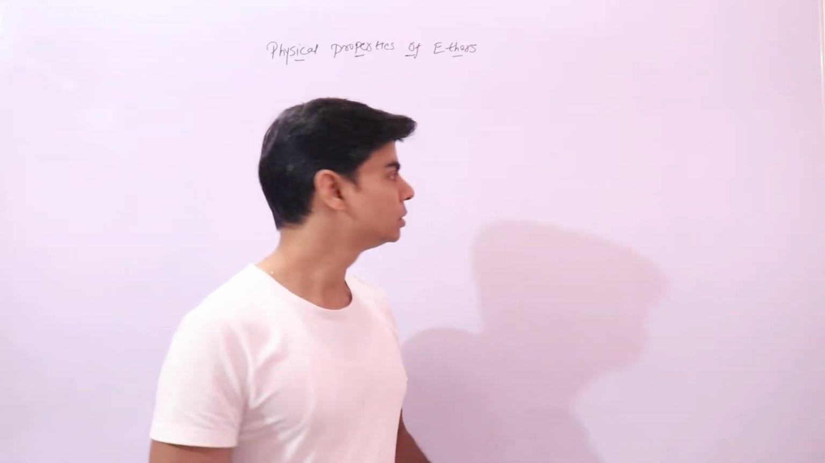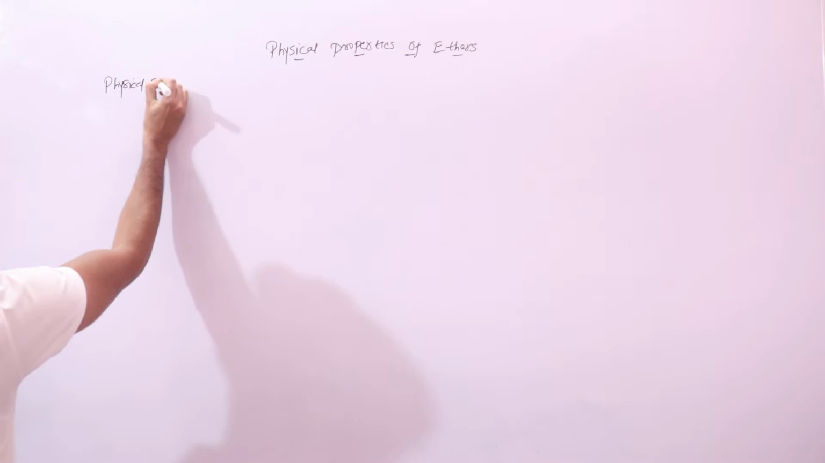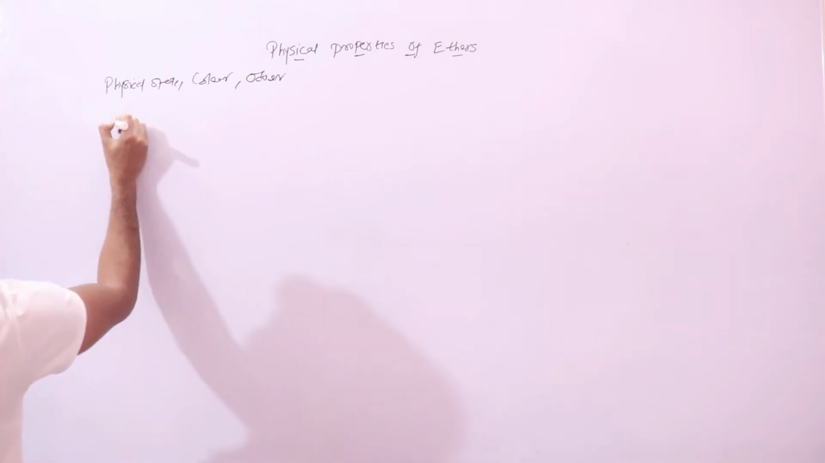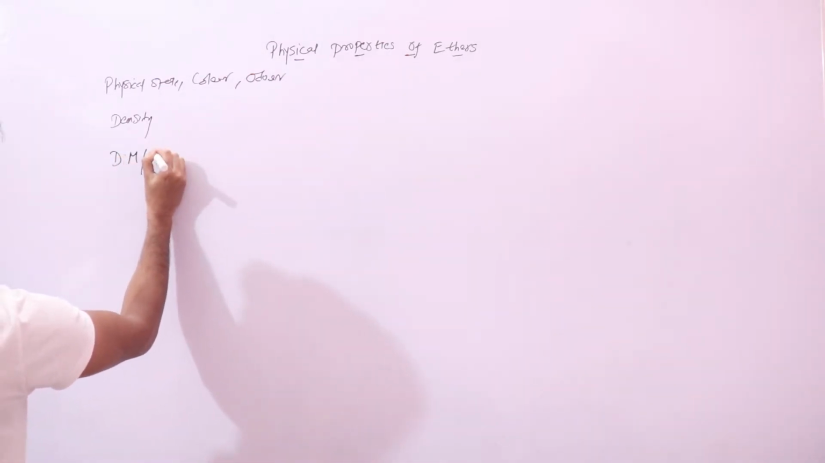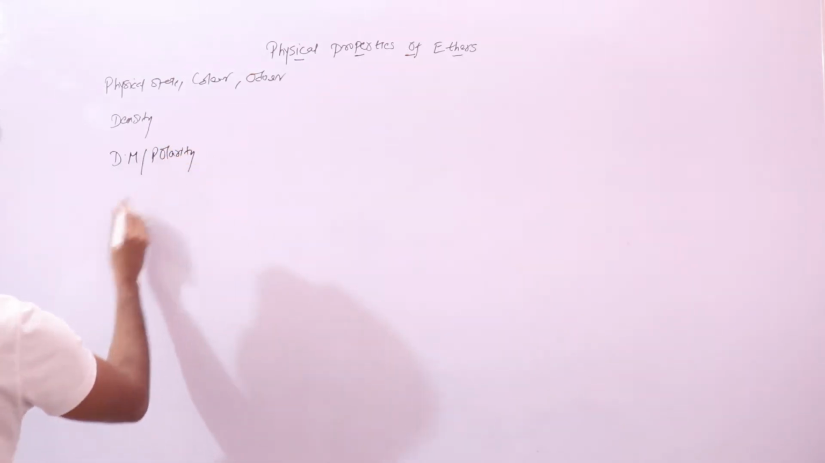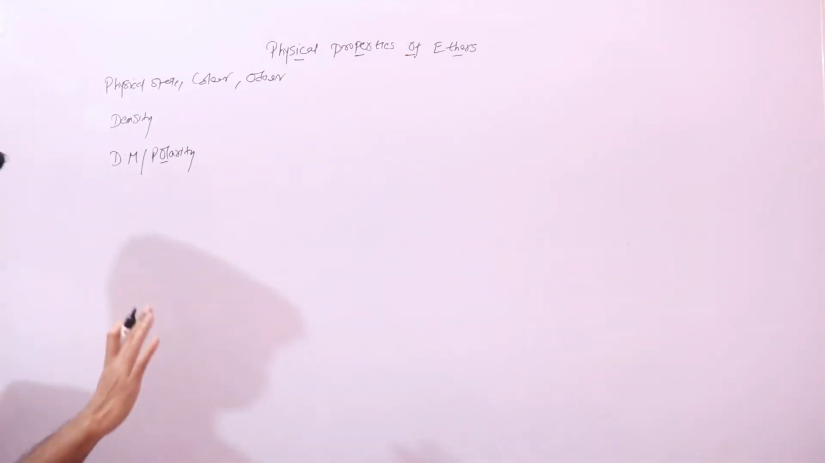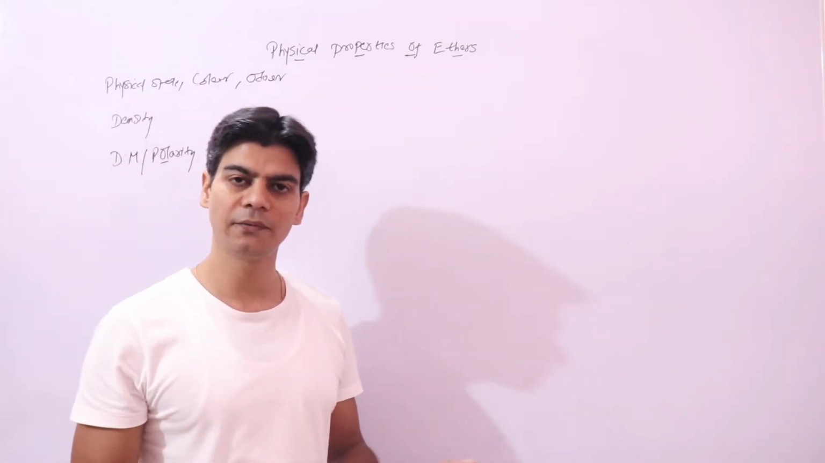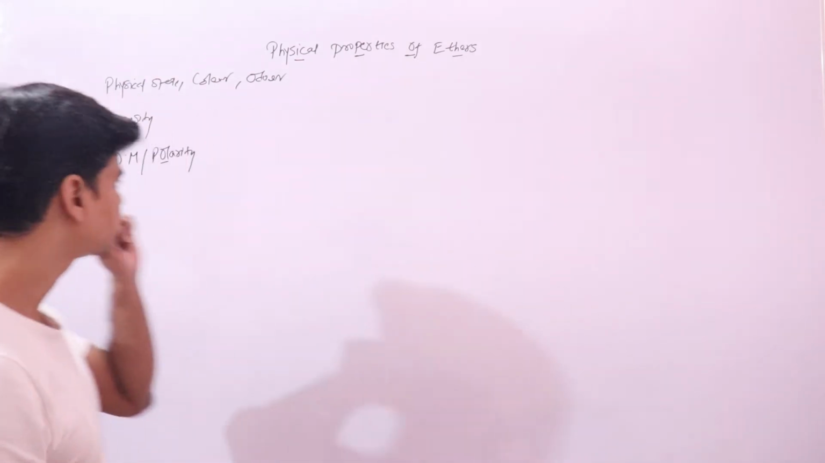Let's just take down: we study physical state, color, odor, density, then dipole moment and polarity, which is based on the structure. When we study the structure of any organic compound, we look at the charge separation, which depends on the electronegativity difference. Based on that, if the molecule is polar, it has a dipole moment.